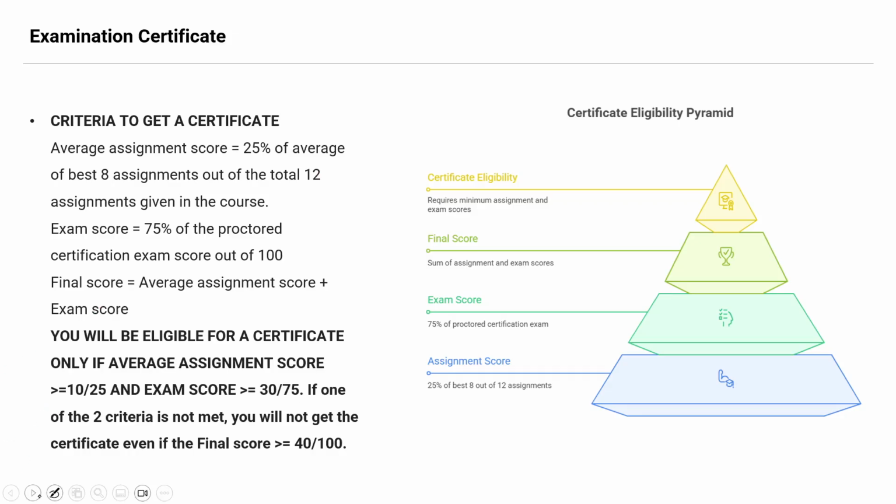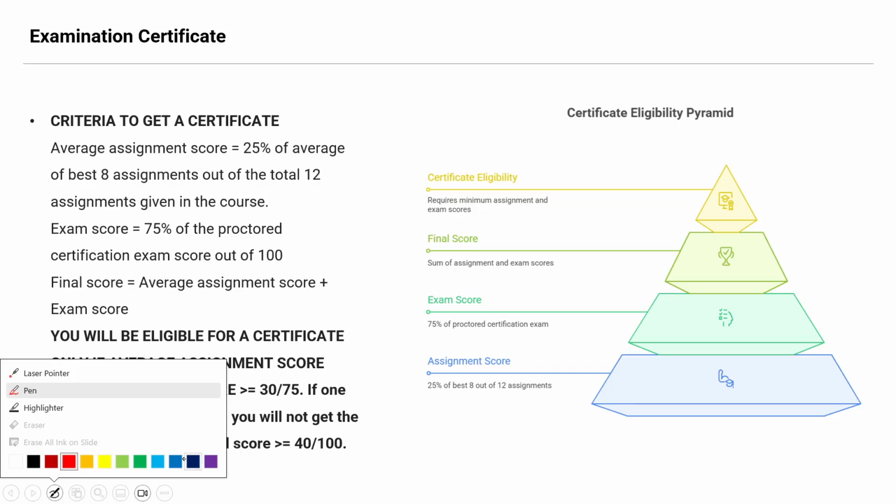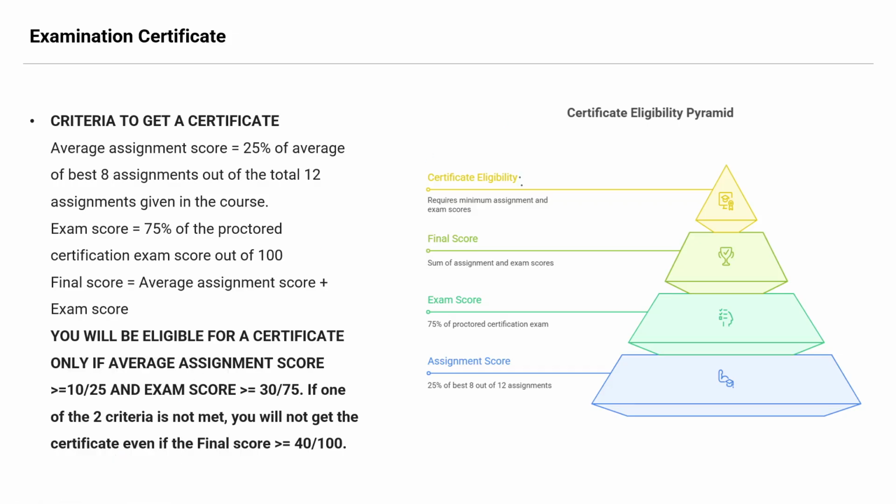And now what we are trying to say is we'll just discuss over here. The main important aspect is about certificate eligibility. You need to have minimum assignment score and minimum exam score. All right, this is very, very critical. Now the total sum of the scores is of assignment and your final examination, where assignment weightage is 25% and exam weightage is 75%.